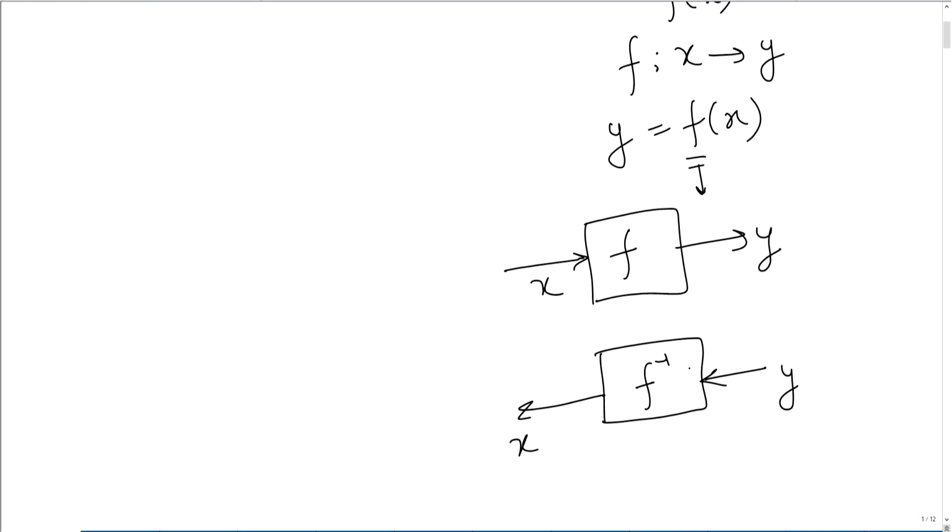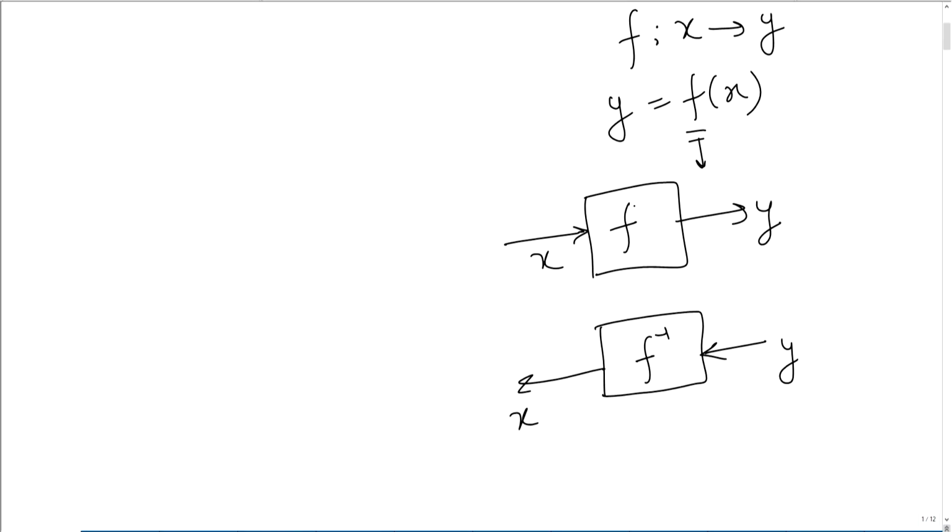So there is some process f. What this process does is take x as input and give y as output. Now think of another process which takes y as input and gives you x as output. So this is the reverse process of the process f. We call this the inverse function.